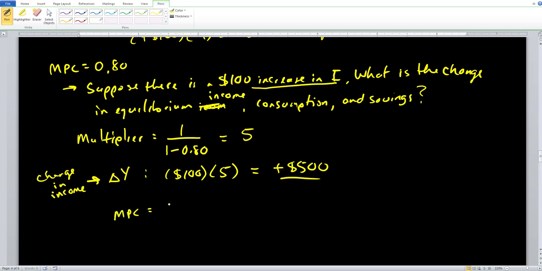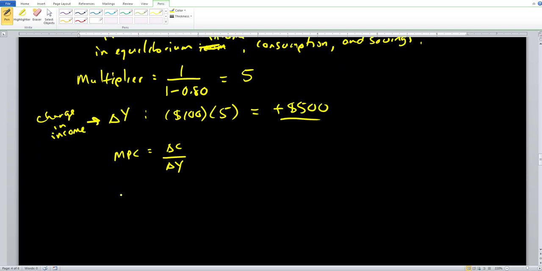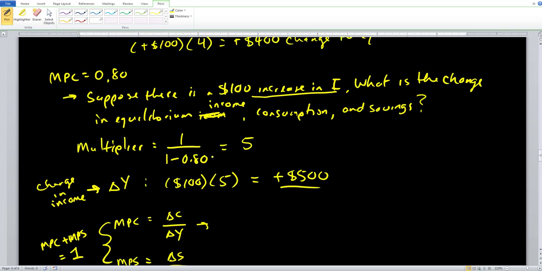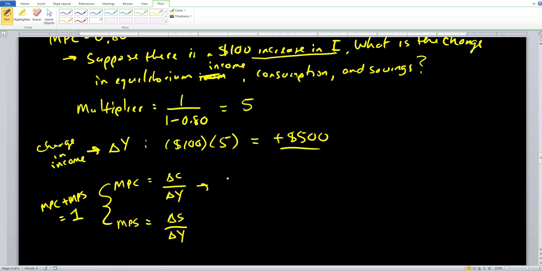MPC, remember, is change in C over change in Y, while MPS is equal to change in S over change in Y. Remember from all of this, these are going to be connected to one another because MPC plus MPS equals 1. So what exactly are we trying to solve for in these equations right here? Do we have an MPC? Yeah, we do. It's given to you first off in the problem right here, 0.80. So here, substitute that number in, 0.80.